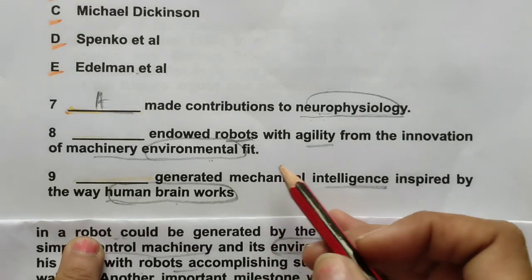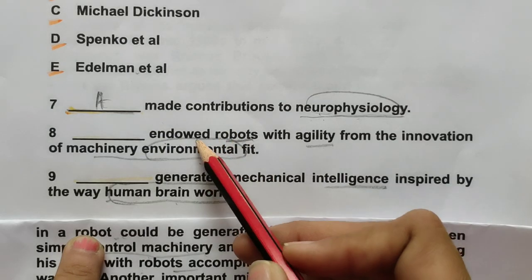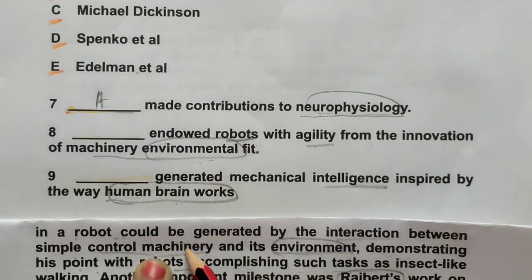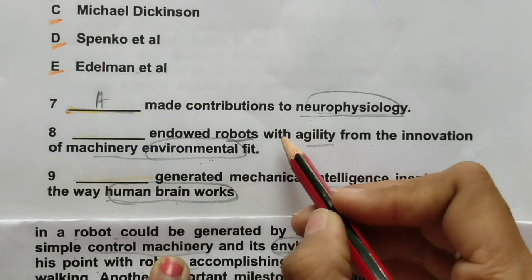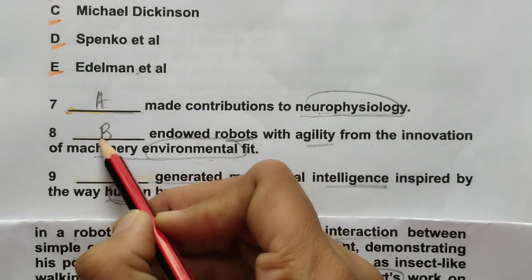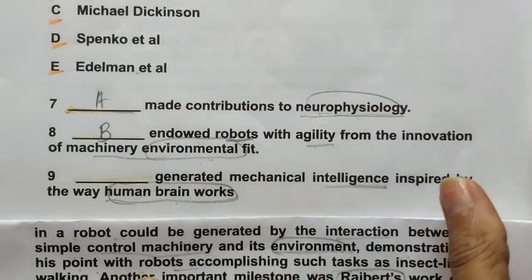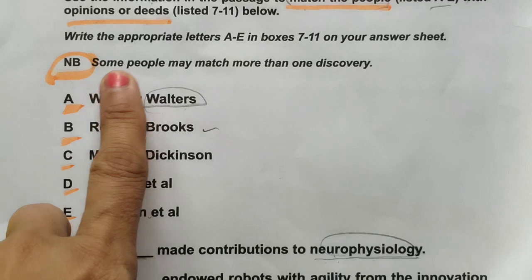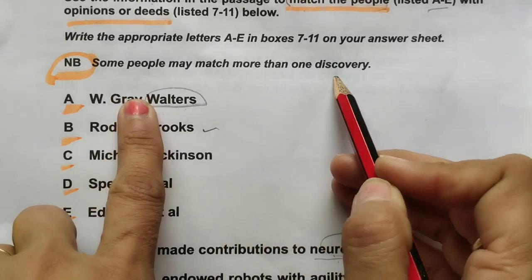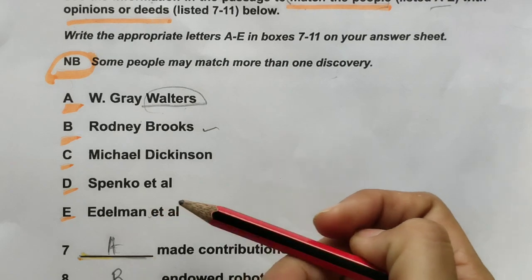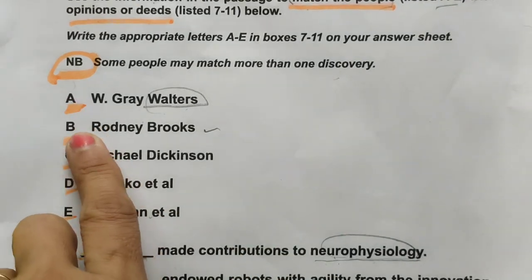Now here the environmental word is there, endowed robots with agility from the innovation of machinery. So machinery is also there and environment is also there. So I will just fit this option with B number. Okay, so A and B we have done, and for B, some people may match more than one discovery. It means it may be possible that any person's name can repeat.